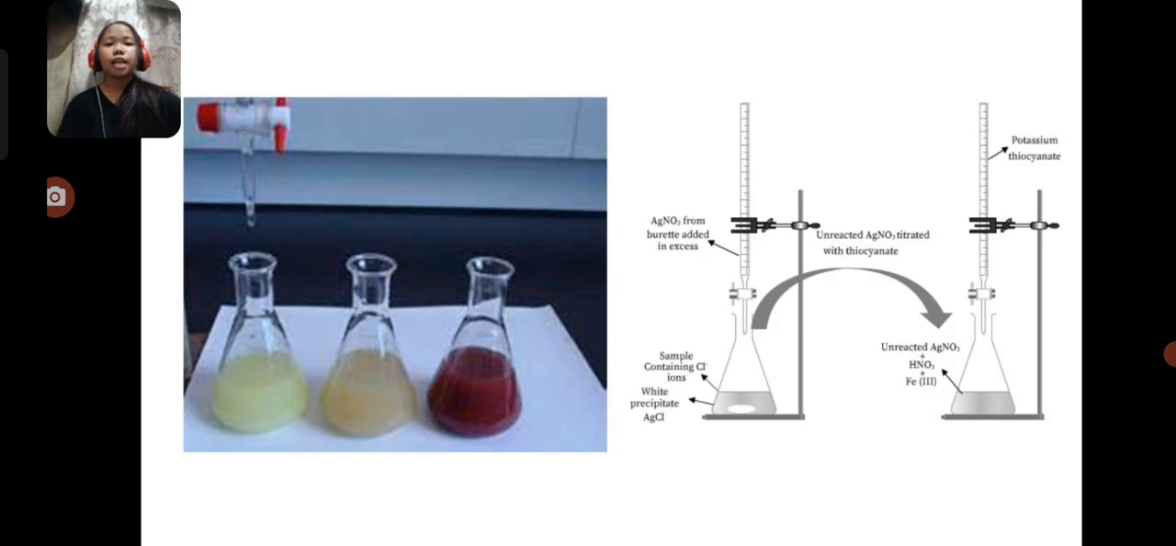Going back to the image, the third conical flask from the left contains the red-colored ferric thiocyanate, which is the result of our third reaction, and means we have attained our endpoint.